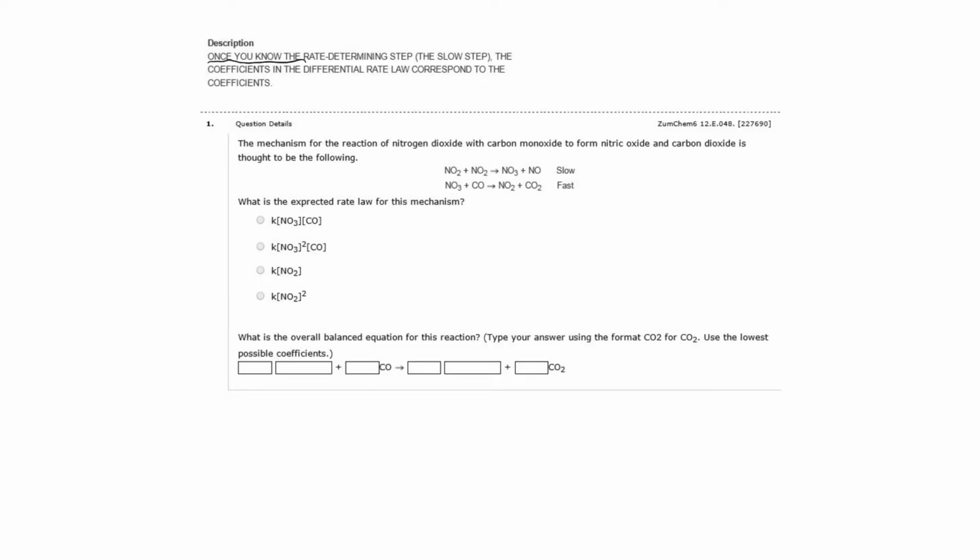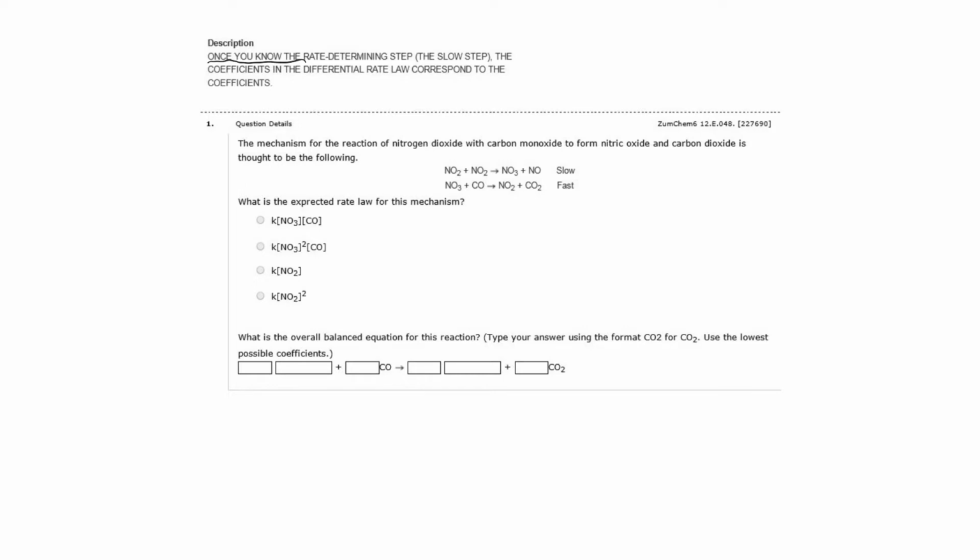Prior to this, before we talked about reaction mechanisms, you needed empirical data, that is a data table, in order to find the differential rate law. But if you're proposing a mechanism and you know the coefficients in the slow step for the reactants, you've got it. You don't even need the data table.